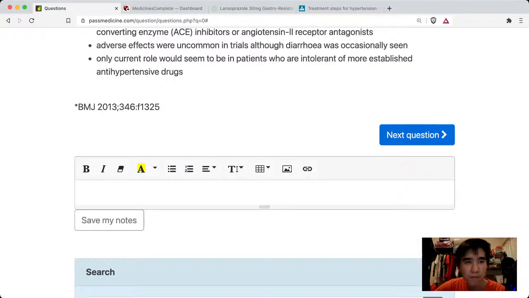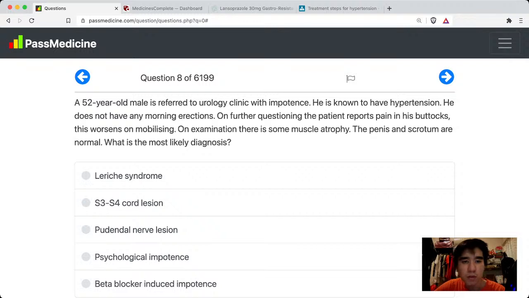Okay, next question. A 52-year-old male is referred to urology clinic with impotence. He is known to have hypertension. He does not have any morning erections. On further questioning, the patient reports pain in his buttocks. This worsens on mobilizing. Is that sciatica? On examination, there is some muscle atrophy. Something more sinister is going on. The penis and scrotum are normal. What is the most likely diagnosis?